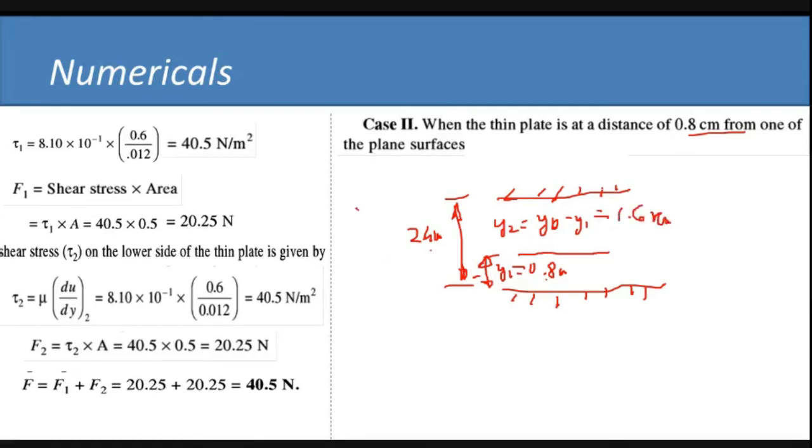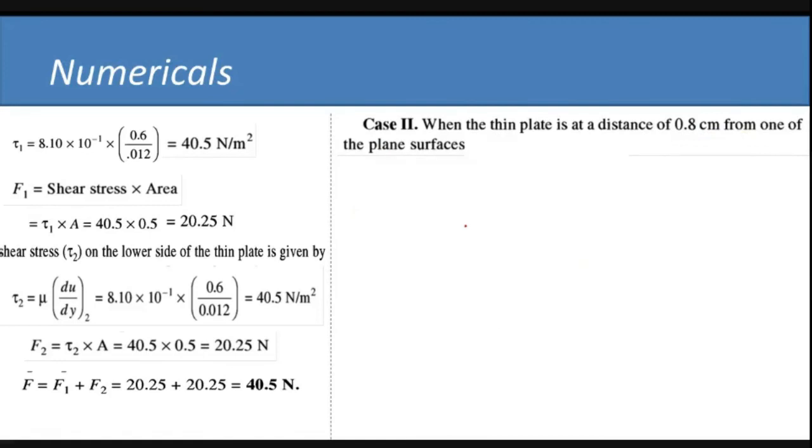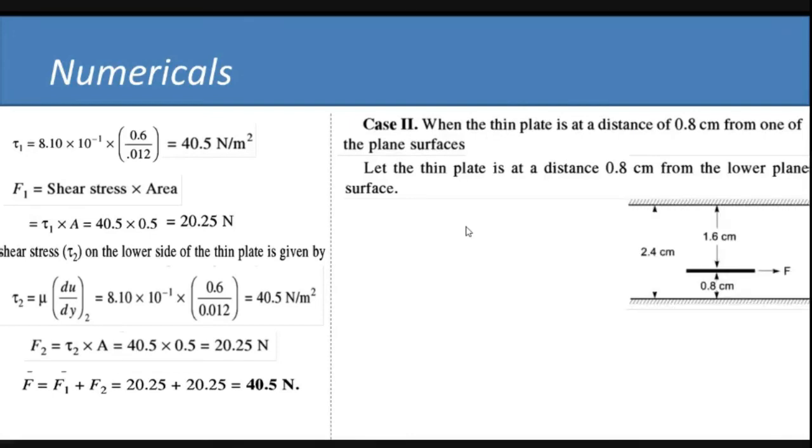So in case 2, y1 is not equal to y2, therefore F1 and F2 will be different. Remember, in the second case F1 and F2 will be different. So we'll say let the thin plate be at a distance of 0.8 centimeter from the lower plate. So this is our final figure. You can see from the lower plate the thin plate is at a distance of 0.8 centimeter, and from the top plate it is at a distance of 1.6 centimeter.